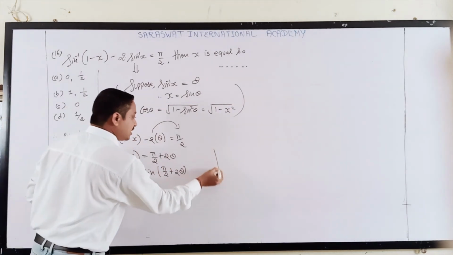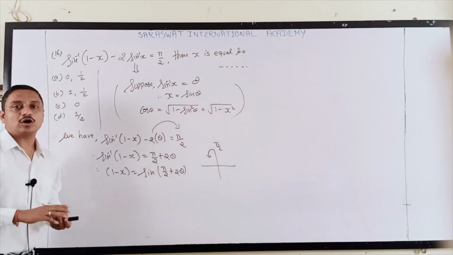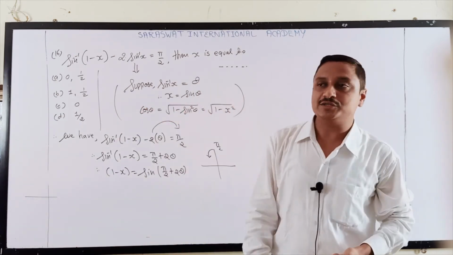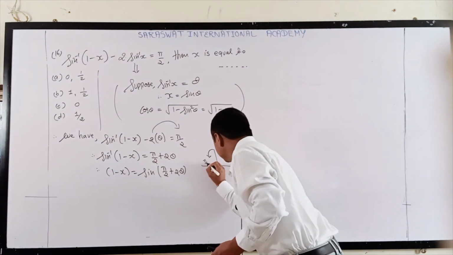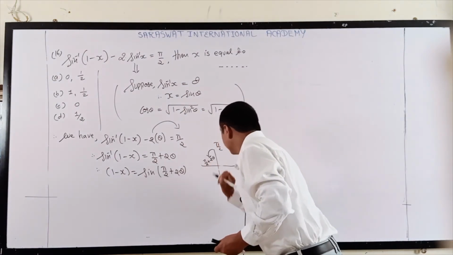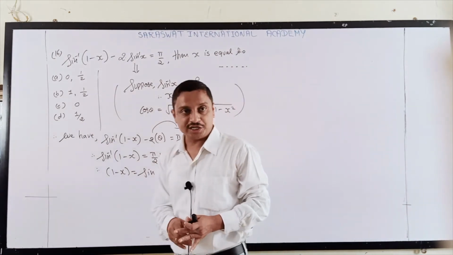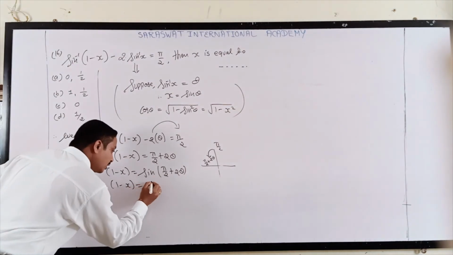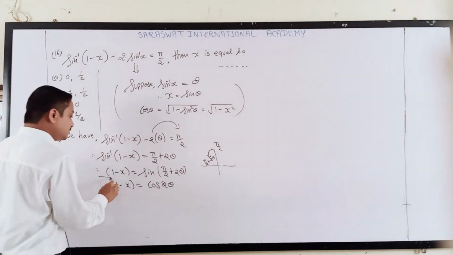Now students, just see here, 90 plus. Plus means clockwise or anticlockwise? Plus means anticlockwise rotation, so it is the second quadrant. Here you have 90 plus 2 theta. In the second quadrant, the sine function is positive. That's why I write cos 2 theta, as 90 changes.